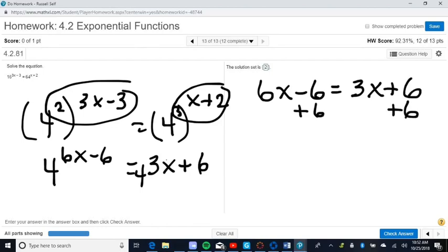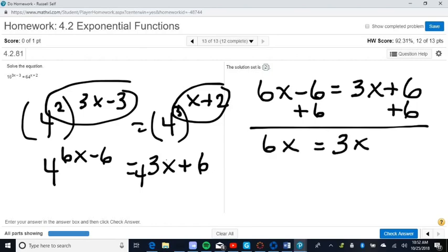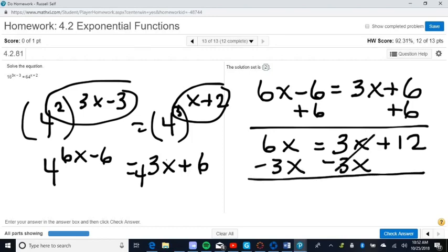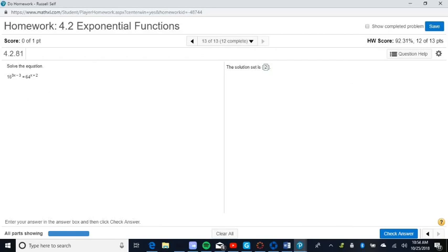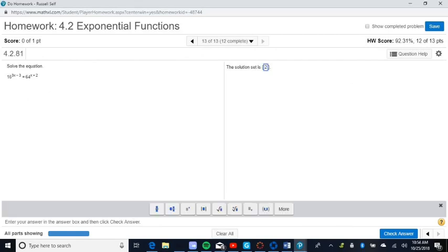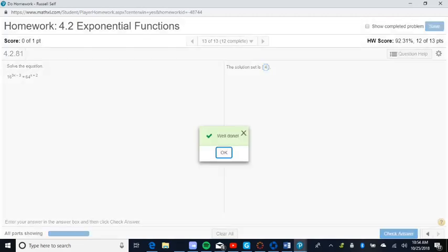Add 6 to both sides to get the numbers on one side. Subtract the 3 from both sides to get the x's on the other side. And then lastly, divide by 3, which gives you x equals 4. Let me try that one. Writing the problem down wrong. Perennial mistake. There you go.